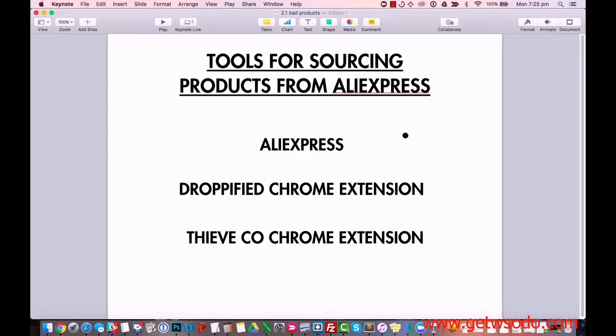Right, so anyway, the tools you need to source properly on Aliexpress are only three things. Obviously, you need the Aliexpress website, you need the Dropified Chrome extension, and you need the Thieve Chrome extension. If you're tossing up Dropified versus Oberlo, I strongly recommend going with Dropified for a number of reasons. The first is that it's much quicker to fulfill orders on Dropified. The second is that you can use the Admitad cashback reward scheme, and I'll leave a link to sign up to that in the description. And the third reason is that there's much more functionality and better variant mapping with it.